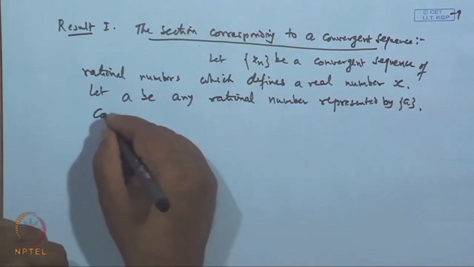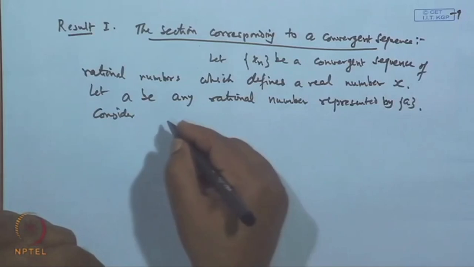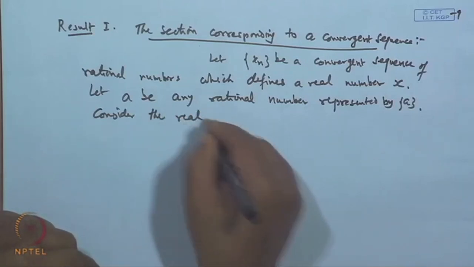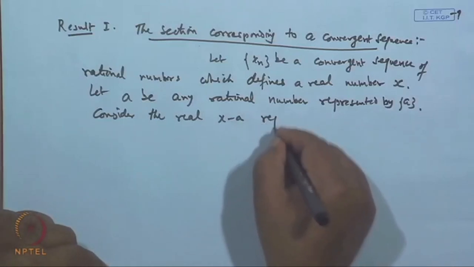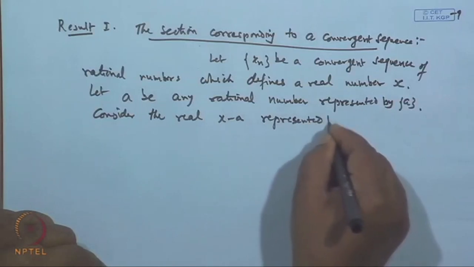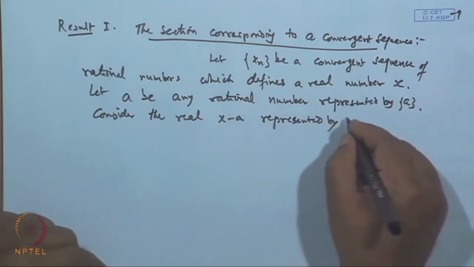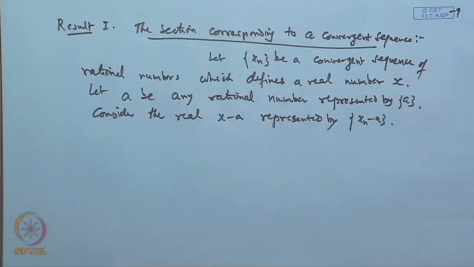Now consider the real number x minus a, represented by the convergent sequence x_n minus a. Let us see this.